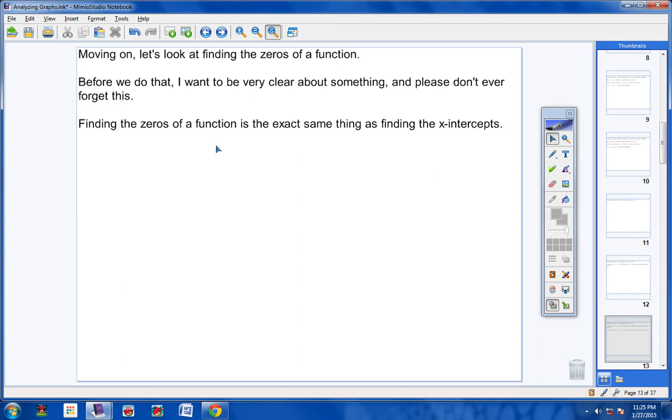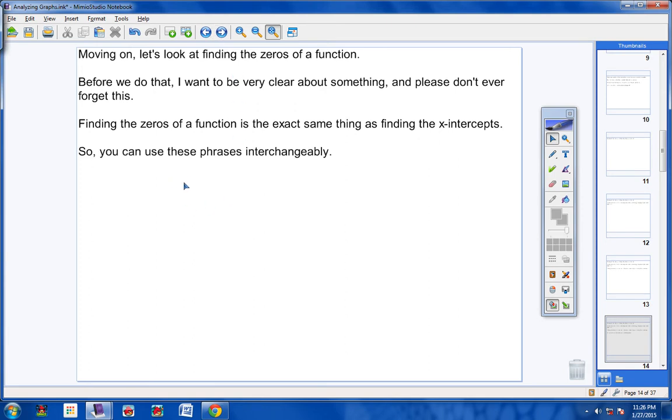Copy this down. Finding the zeros of a function is the exact same thing as finding the x-intercepts. So, if I say to you, find the x-intercepts of this function, you're really finding the zeros. And if I say find the zeros of the function, you're really finding the x-intercepts. Okay?